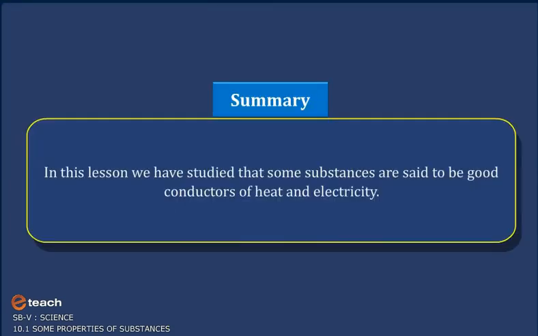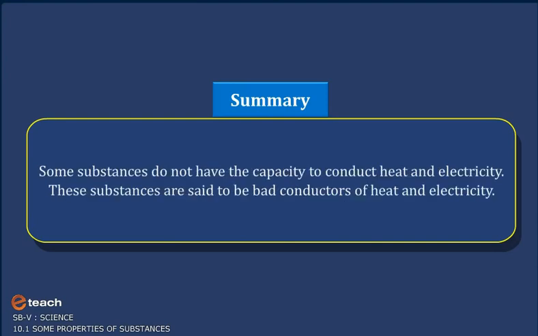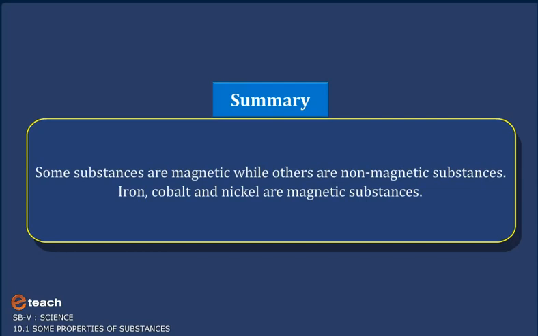Summary. In this lesson, students, we have studied that some substances are said to be good conductors of heat and electricity. Some substances do not have the capacity to conduct heat and electricity. These substances are said to be bad conductors of heat and electricity. Some substances are magnetic, while others are non-magnetic. Iron, cobalt, and nickel are magnetic substances.